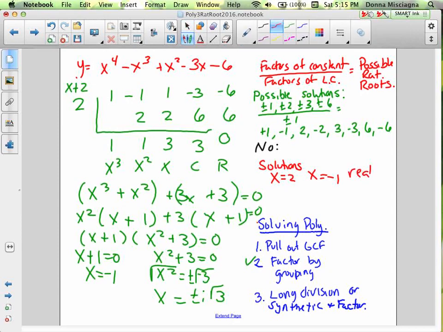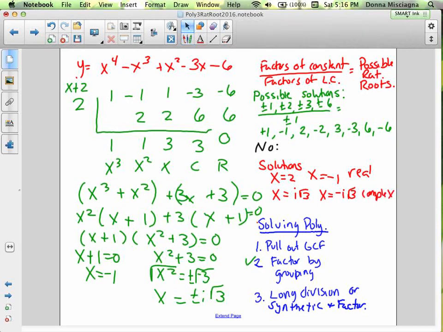And then our complex solutions are x equals i square roots of 3 and negative i square roots of 3. And so these are the complex. So that means this graph would have two x-intercepts, right? Because it has two real solutions and then it has two complex solutions. And there we go. We're all done.